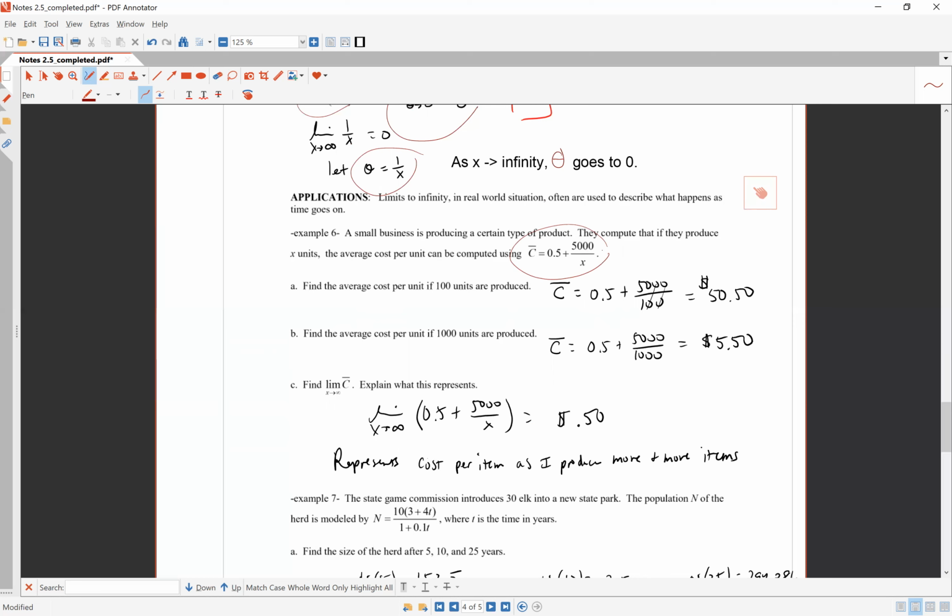If it's 100 units, the unit cost is $50.50. For 1,000 units, the unit cost is $5.50. But if x gets really large, like if you make a trillion of these items, your unit cost is only 50 cents. I think that's something we should do this weekend.